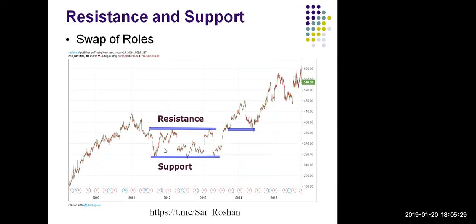Now you can see at the end of it, once it has broken the resistance, it quickly went up. But then for some reason it was coming down. Now you can see that even though it's coming down, the previous resistance is now acting like a support.